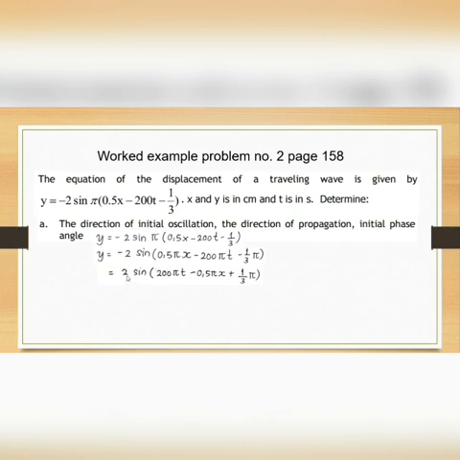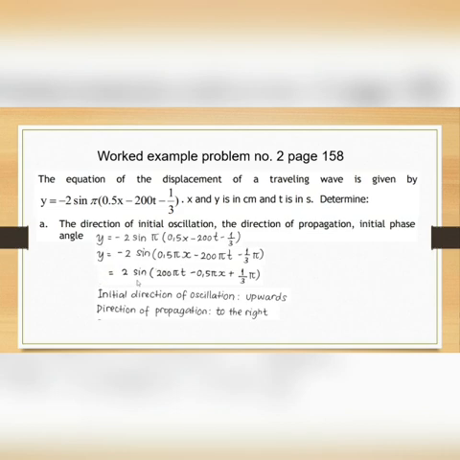Now we can see here that the amplitude is positive, so the direction of initial oscillation is upwards. For the direction of propagation, if this k is negative, it means that it propagates from the left to the right. If it is positive, then it moves from the right to the left. This is our convention.